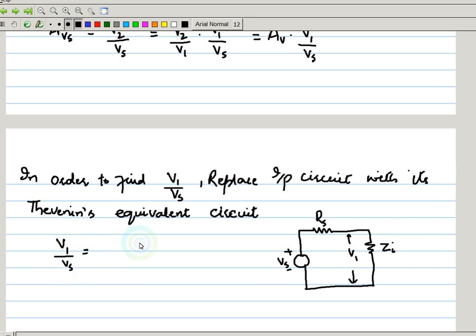So V1 by Vs, as per the Thevenin's equivalent circuit, is the voltage across the resistance Zi, which will be equal to Zi upon the total resistance, that is Zi plus Rs. So this is the Thevenin's equivalent. Now, you know the ratio V1 by Vs. Thereby, we can find out AVs as AV into Zi divided by Zi plus Rs.